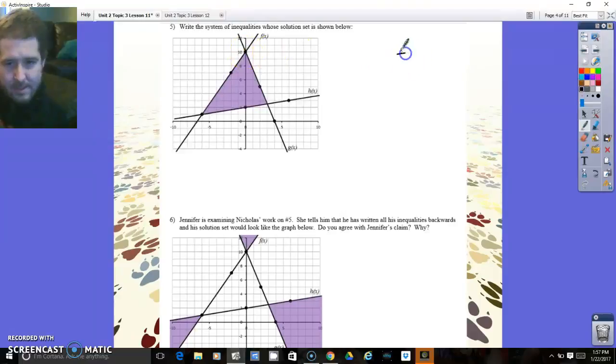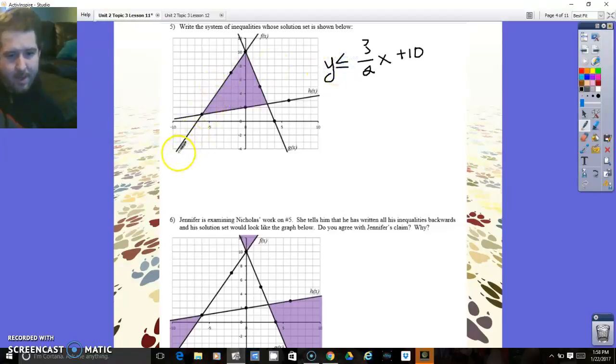So first of all, it hits at 10, and it looks like it's going up 1, 2, right 1. No, it's not. No, it's up 1, 2, 3, right 2. Up 3, right 2. It's going up 3, right 2, up 1, 2, 3, right 1, 2. Yep, perfect. And the line is solid, which means it's or equal to, and it's graphed below that line. This part is below this boundary line.